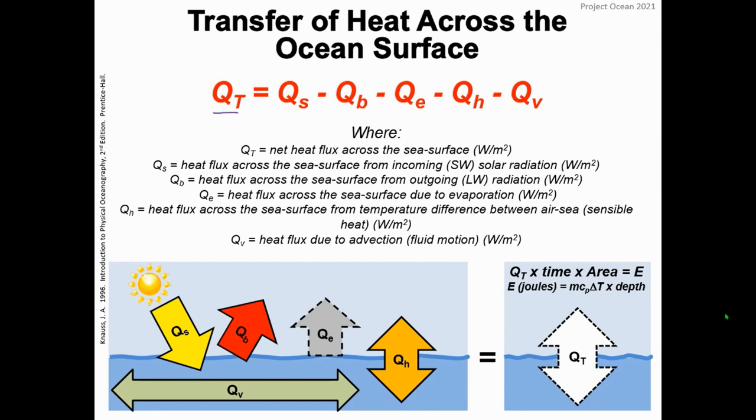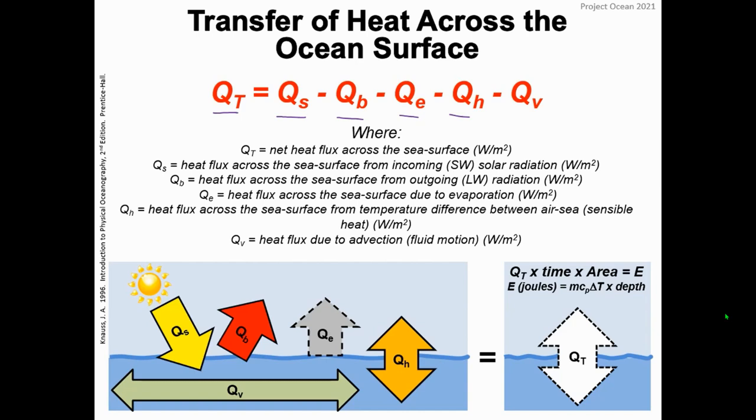We can look at net heat flux, and it's going to be equal to the heat flux across the sea surface from incoming solar radiation minus the heat flux across the sea surface from outgoing long wave or infrared radiation, minus the heat flux across the sea surface due to evaporation, that's going to be latent heat exchange, minus the heat flux across the sea surface due to a temperature difference between the air and the sea.